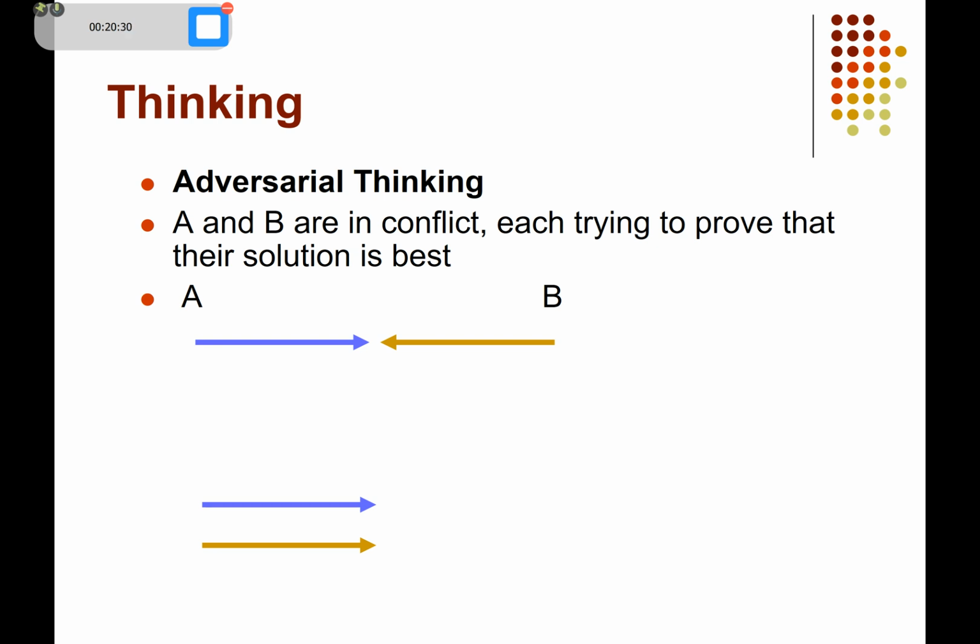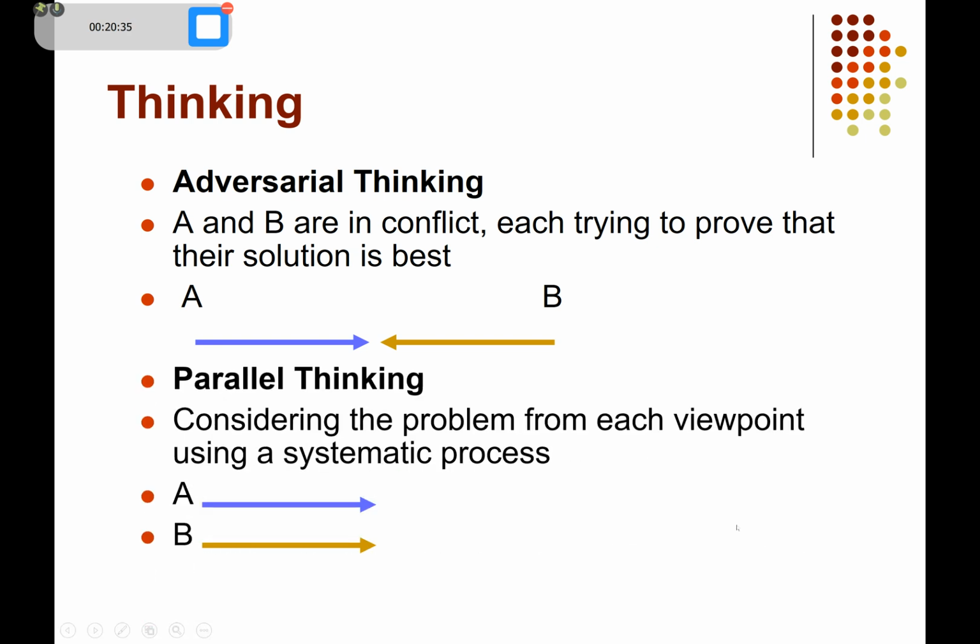The better option would be to have parallel thinking, where you're looking at the problem, you're exploring all the different options, but you're trying to keep an open mind and everybody's all working together. It means that you can look at all the different opinions. You're not pushing any particular opinion because you're going to try and find out what is the best option, looking at all of the solutions. So we want to focus on parallel thinking rather than adversarial thinking.